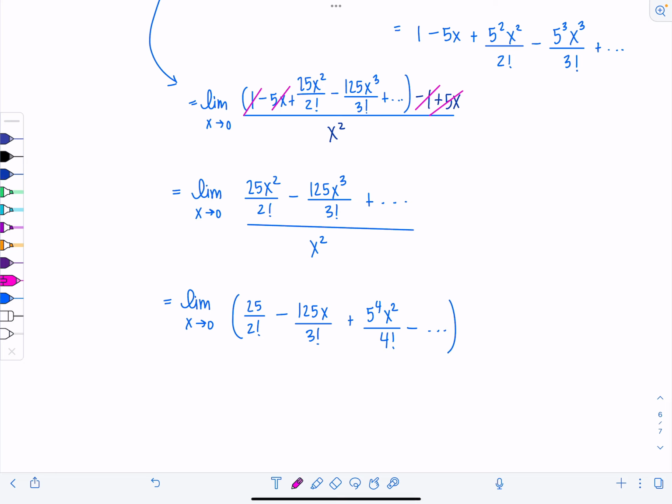And then again, as x goes to 0, this term goes to 0, this term goes to 0. All of these guys would go to 0. Only lone survivor is 25 over 2 factorial. What's 2 factorial? 2 times 1? Yes, so it's just 25 over 2. Ba-doop boom. And we're done.